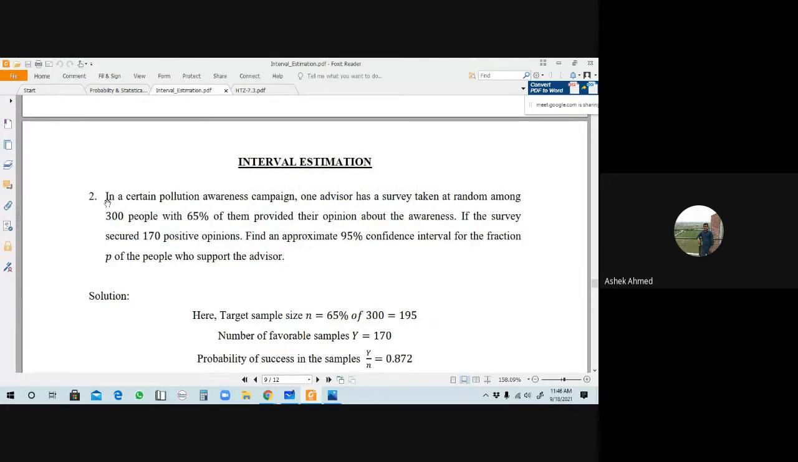Now if you see the next example: in a certain pollution awareness campaign, an advisor has a survey taken at random among 300 people, with 65% of them providing their opinion about the awareness. 300 পিপলের মধ্যে 65% পিপল একটা সার্ভেতে অ্যাওয়ারনেস সম্পর্কে তাদের ওপিনিয়ন দেয়. If the survey secured 170 positive, লাস্টে গিয়ে দেখা গেছে 170 জন পজিটিভ ওপিনিয়ন দিয়েছে ওই সার্ভে সম্পর্কে. From here you have to find an approximate 95% confidence interval for the fraction. Fraction means a proportion, okay? P means y by n, the fraction, okay?